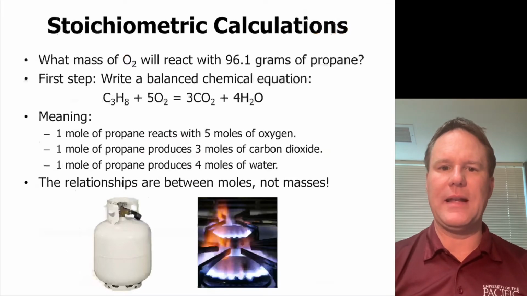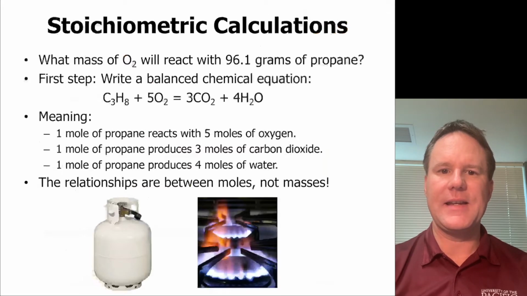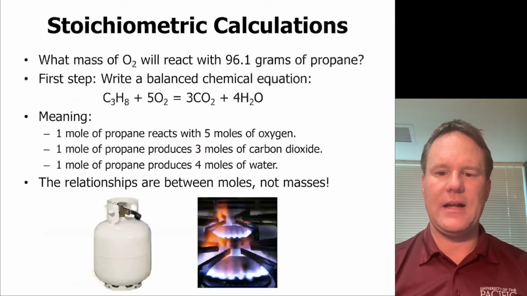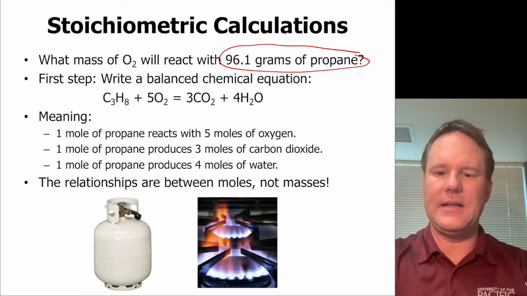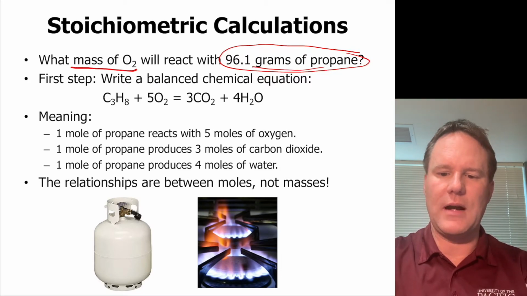So now we know how to balance a chemical equation, and we also know what the meaning of it is, right? How it can be used to connect grams of reactants and products. And so what would be the simplest question is, how many grams of oxygen will react with 96.1 grams of propane? So I want the mass of O2 from the grams of the propane. What do I do for it? I use the balanced chemical equation.